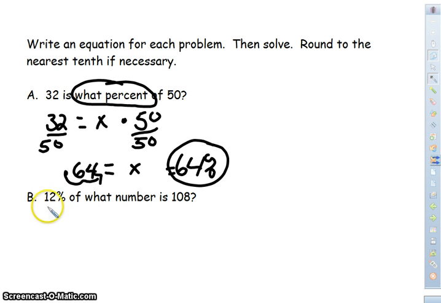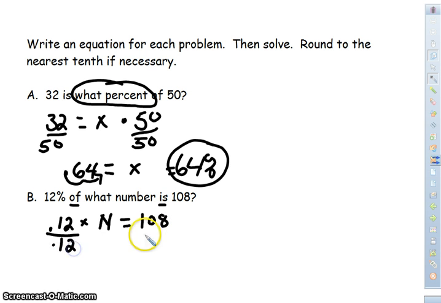This one, percent, so we're going to write that as a decimal. Of means multiply. What number? That is going to be our variable. I'll use an n. Equals for is 108. Divide both sides by the number with the variable. So we get 108 divided by 0.12, and we get n equaling 900. Done. And again, we don't have to worry about doing anything with the percent because that's not what the question's asking. It's just simply what number. We already converted it to the decimal point. Okay.